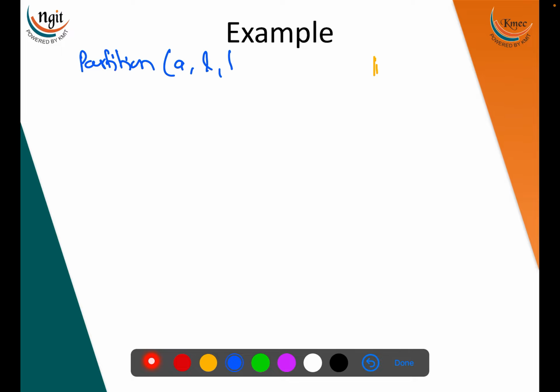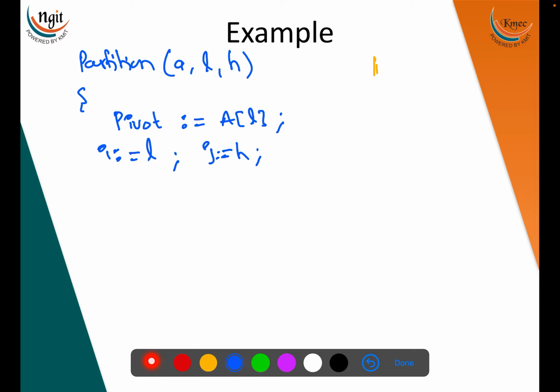Partition(A, L, H). A is my array, so I am considering the pivot element. My pivot element is the first index, that is A[L]. Now I am taking two variables. One is pointing to the first, the low index, the other is pointing to the high index. So we'll take an example also in parallel. This is our low index, this is our high index.